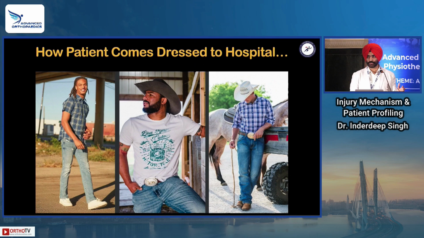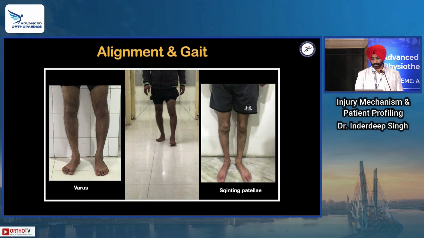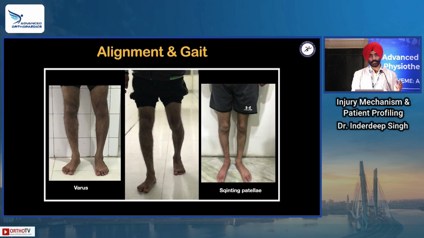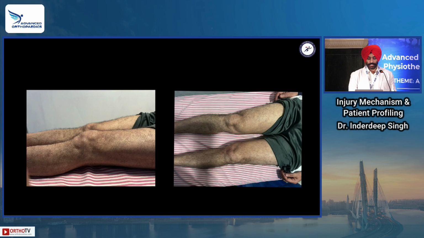So always keep shorts in your OPD or in your office, so that you can expose the knee and have a look at the knee from all the angles. Look at the alignment. If it's a malalignment, you have to work on it. You have to look at the landing pattern again. There can be muscle wasting and a flexion deformity. So this is very important when you are seeing a patient with a knee injury or an ACL injury.